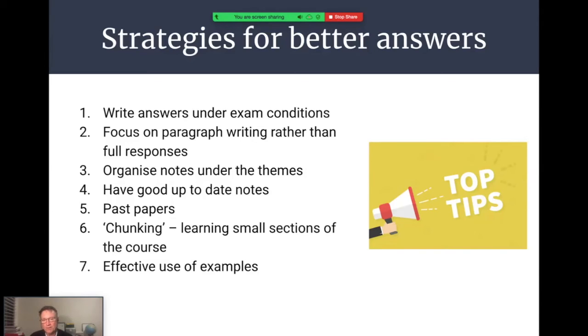Chunk your information. Break it down into small parts. Learn one section at a time, become familiar with one section, move on to the next section, but then go back to that earlier section and retest your knowledge.